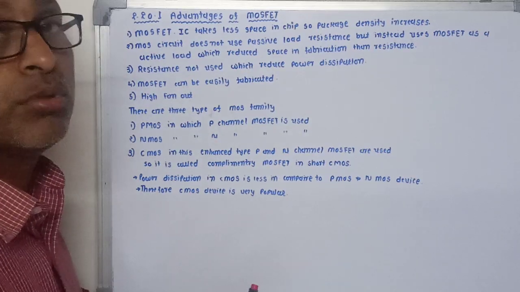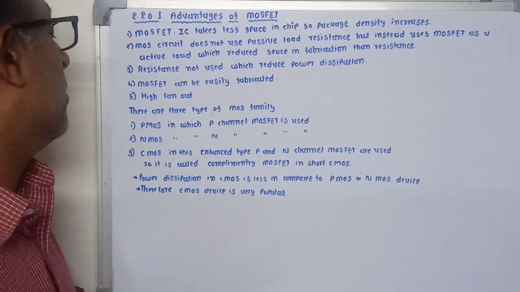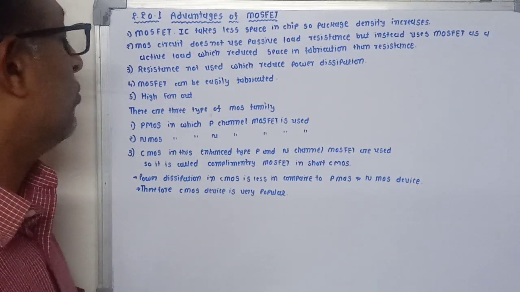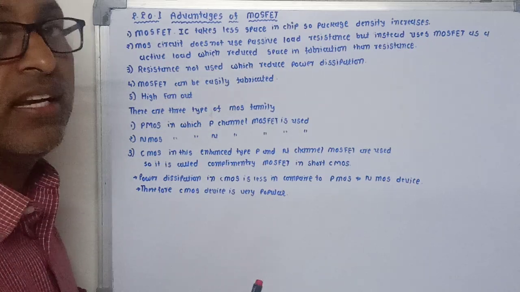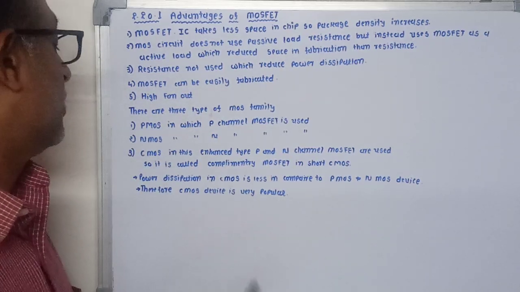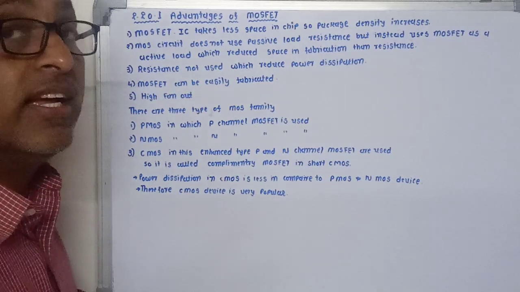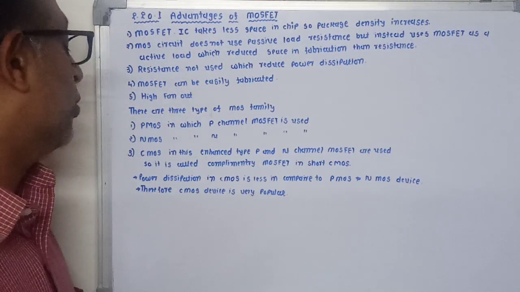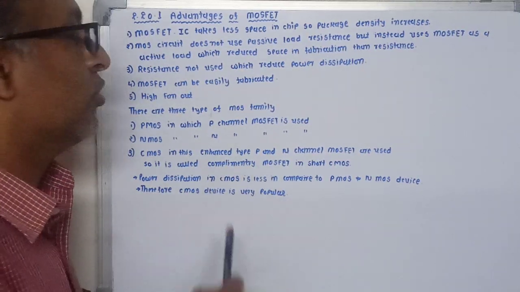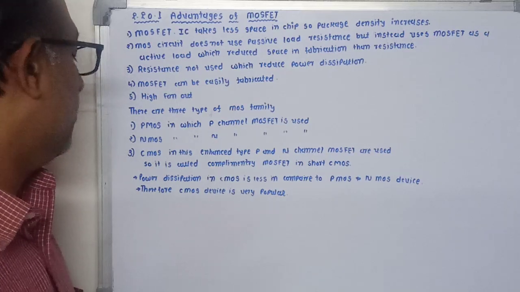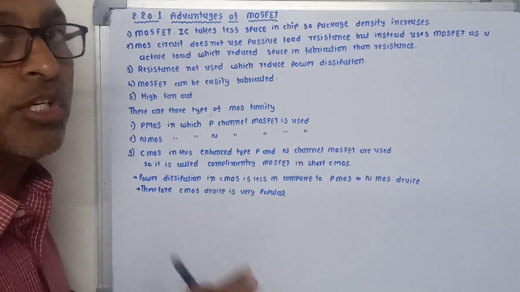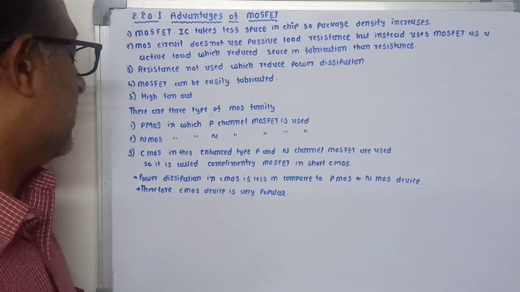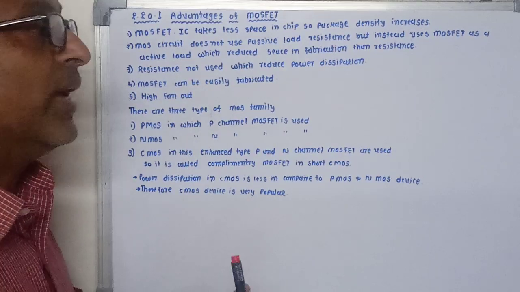Now there are three types of MOS family available. First, PMOS, in which P-channel MOSFET is used. NMOS, in which N-channel MOSFET is used. And another, CMOS. In this, enhancement type P and N-channel MOSFETs are used. So it is called complementary MOSFET. In short, it is called CMOS. Now the power dissipation in this CMOS is very low compared to PMOS and NMOS type devices. Therefore, CMOS device is very popular.